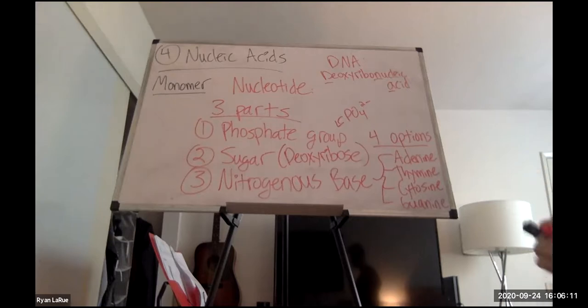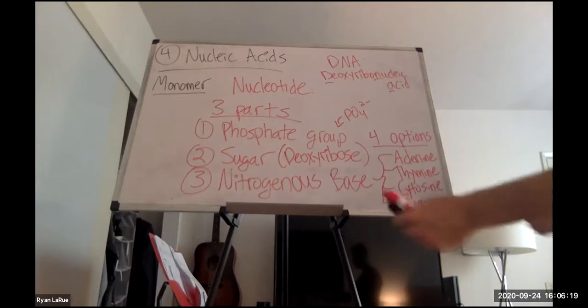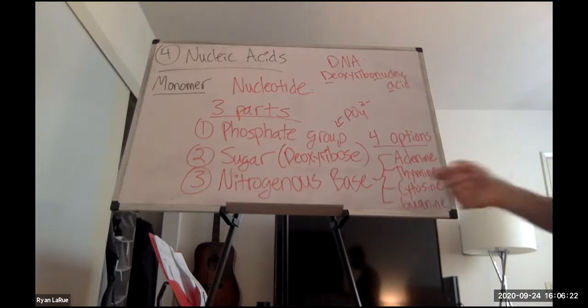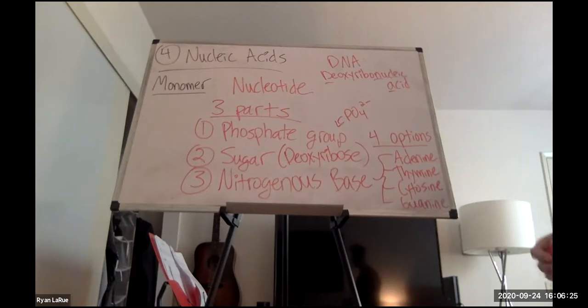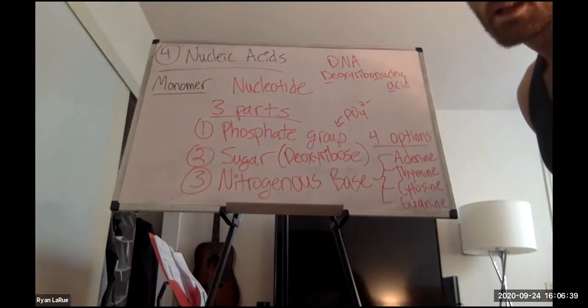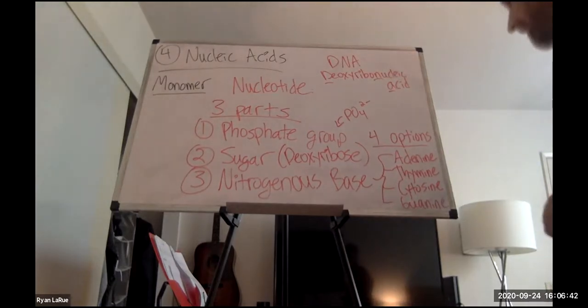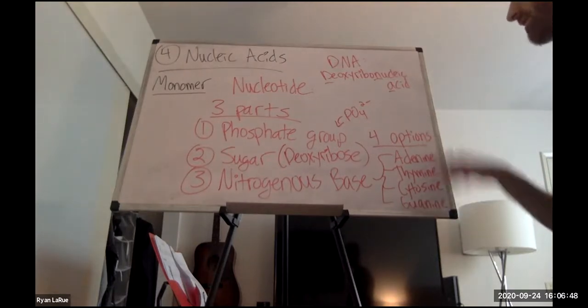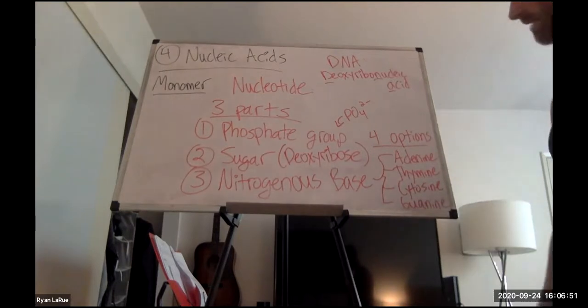So interestingly enough, the DNA for humans is about 3 billion nucleotides attached to one another. So a lot of nucleotides for the DNA within human cells. Oh, thank you, Sophia. Yeah, guanine. These are 4 nitrogenous bases that we can choose from. We choose 1 for each nucleotide.